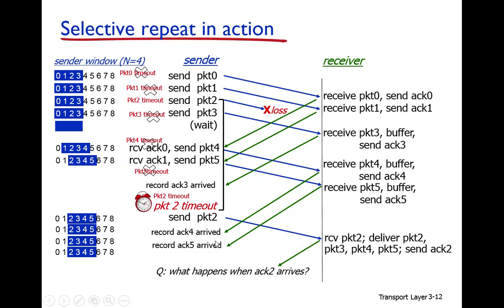Okay, so when the acknowledgement number 2 arrives, its timer will be stopped, and the send base will be advanced. The send base will be advanced because it will now point to packet number 6. Packet number 6. Okay.